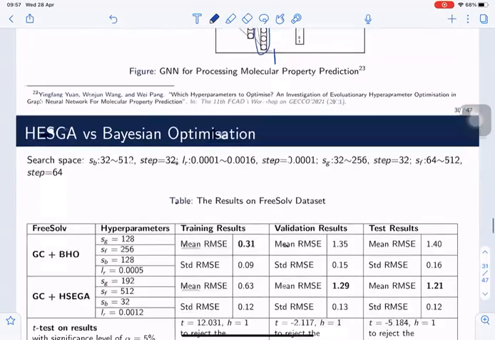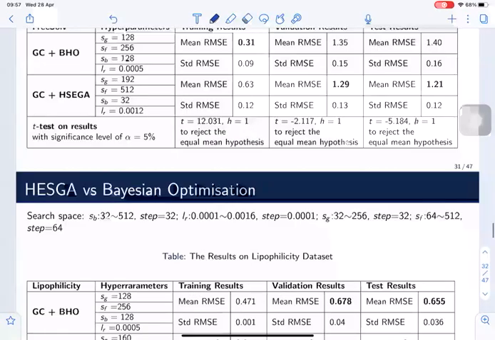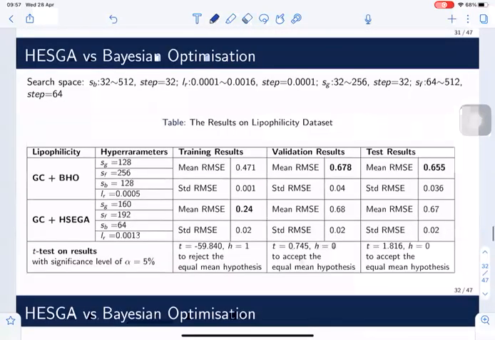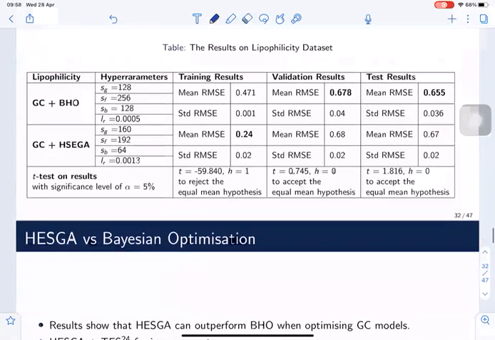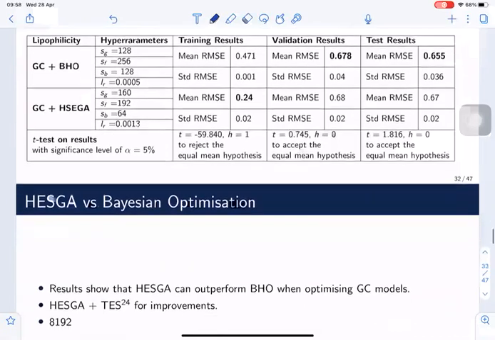And also in the second dataset, our HISCA outperforms the BHO. And in the last dataset, lipophilicity, even though BHO has a lower root mean square error, according to our t-test result, it doesn't have any significant difference.